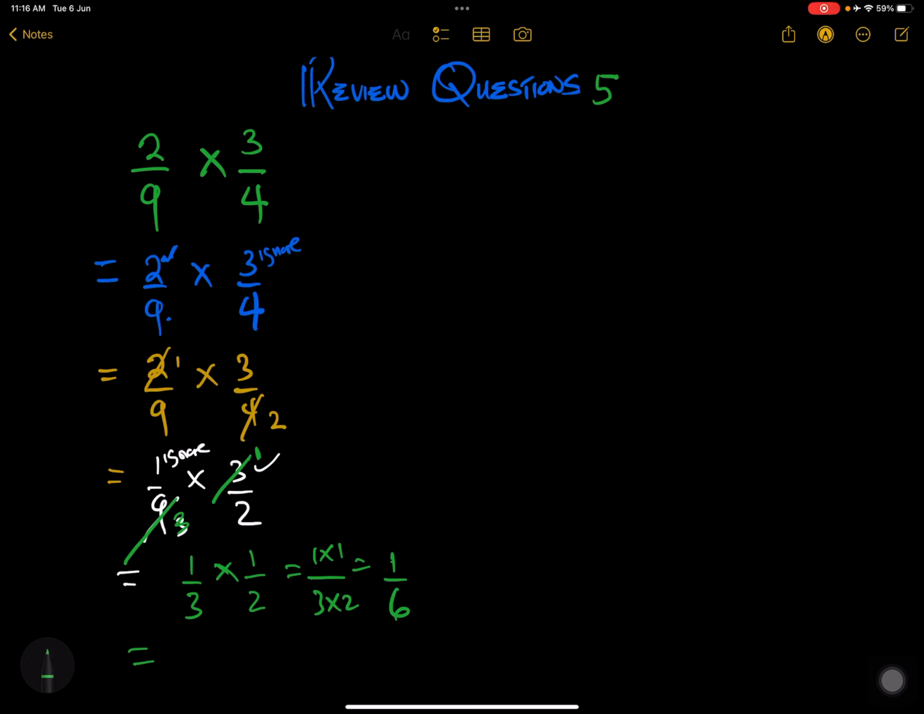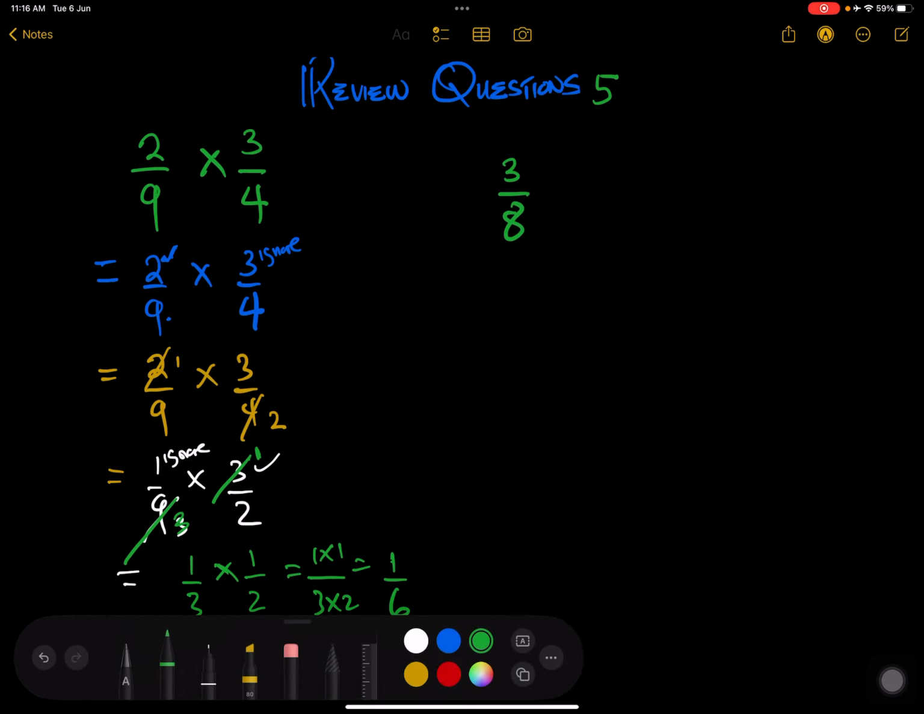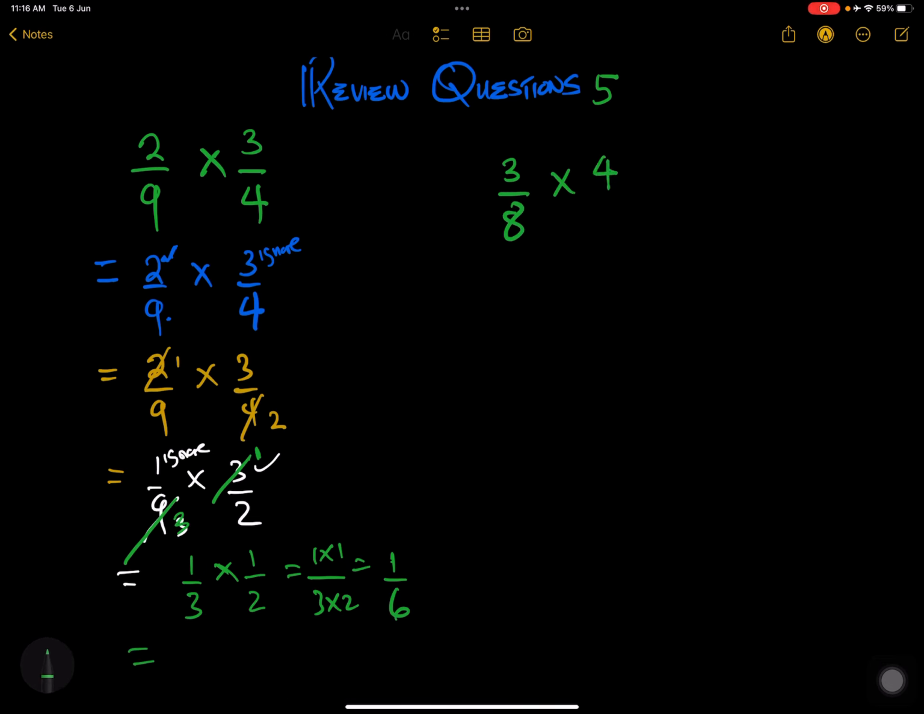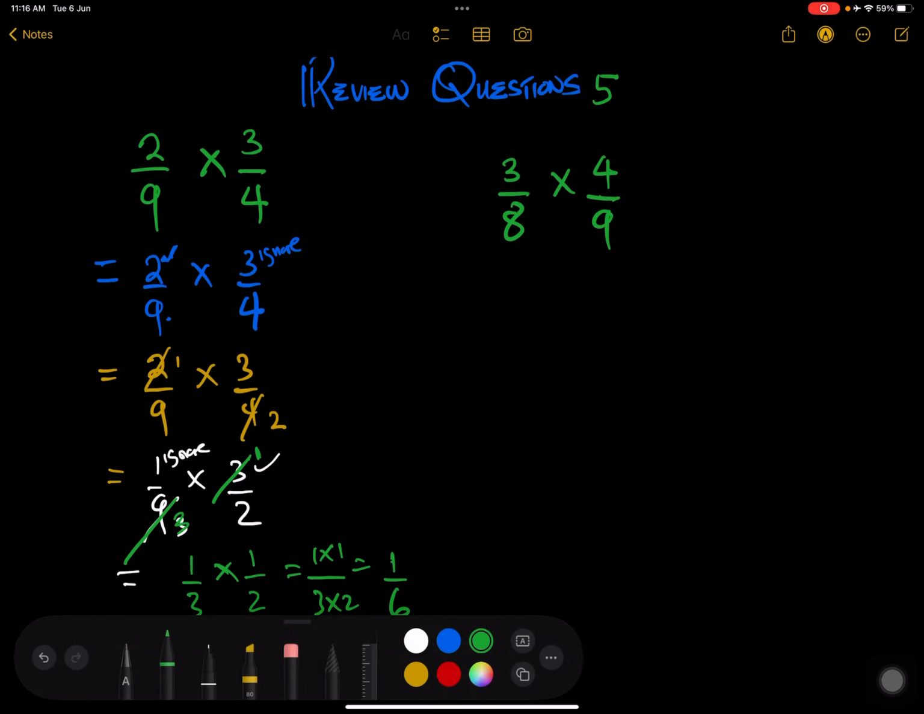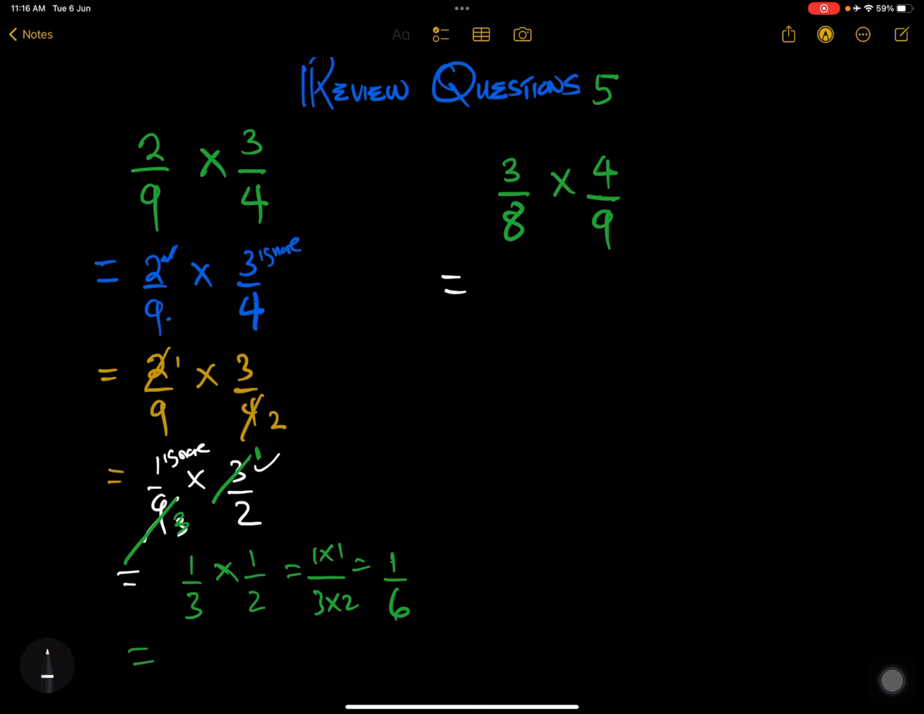Let me take another one. Let's try another one. Let's say 3 divided by 8, all right? 3 divided by 8, and we are multiplying it by 4 divided by 9. We said we always start with the equal to sign. And we said 3 over 8 multiplied by 4 over 9.